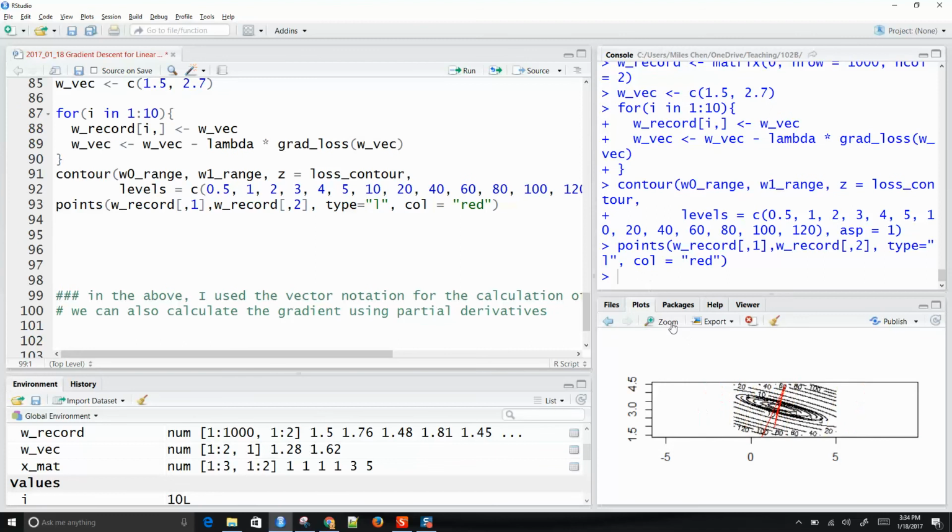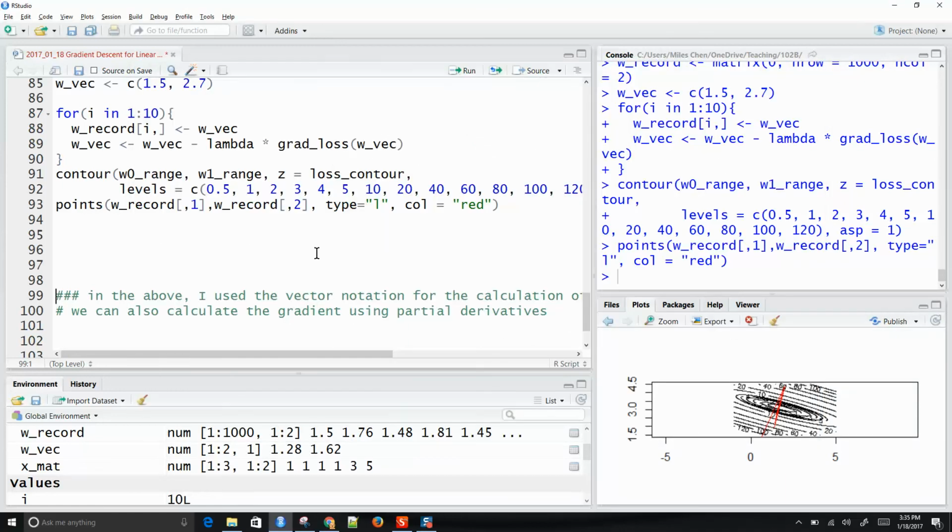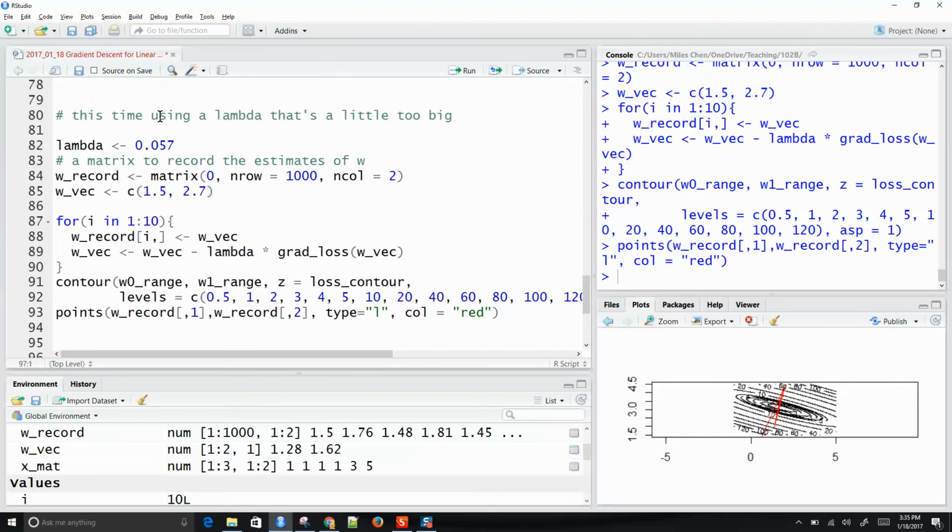So you can kind of see where it's starting to go bad. We start here, it shoots me over there, and the gradient just keeps getting bigger and bigger and bigger because my step size is a little too big, and so it just diverges. So that's one of the things. You got to make sure you're not using a lambda that's too big.